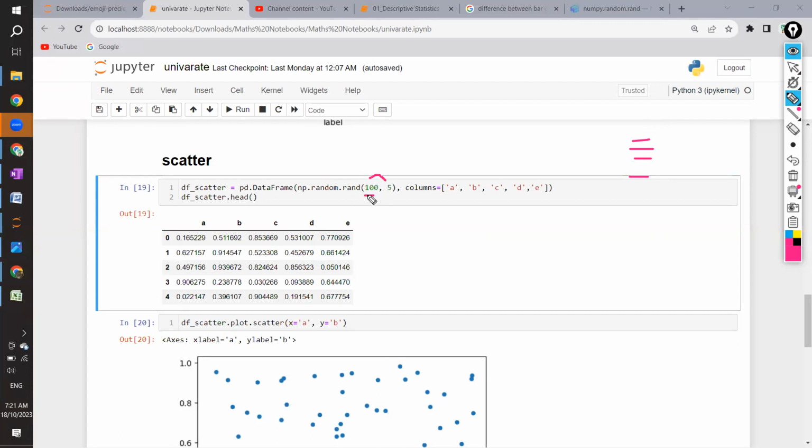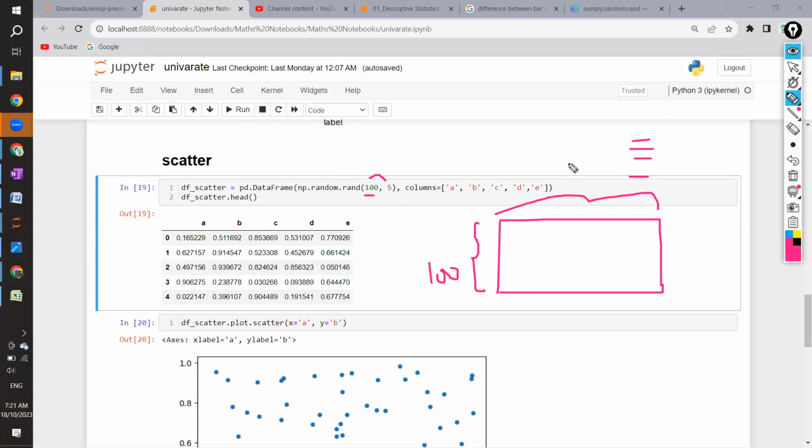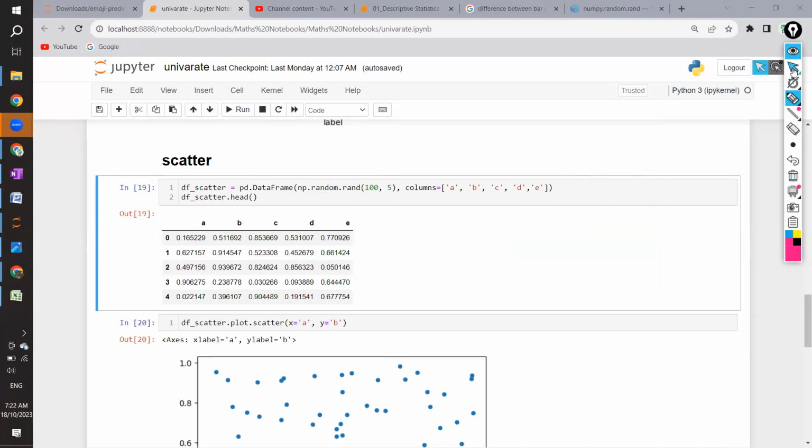So randomly it will create a table whose shape is 100 by 5. These are rows, 100, and these are columns, which will be 5. So in total how many values will you have? 100 into 5, 500 values, and all those 500 it will generate randomly. Randomly it will fill all these table values. Clear?